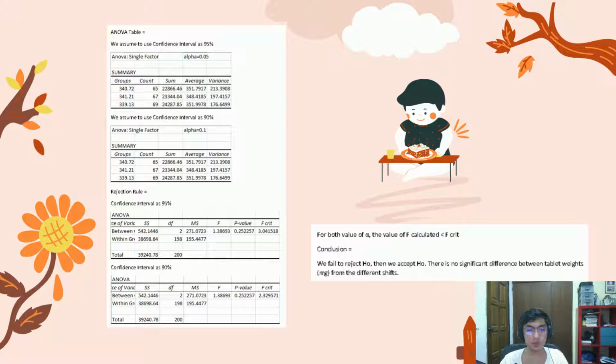For the rejection rule, the confidence interval for both 95% and 90%, which is stated in the tables on the slide, the SS stands for sum of square, DF degree of freedom, MS mean of square, and F calculated. For both alpha, the value of F calculated is lower than F crit. So the conclusion is, we fail to reject H0, then we accept H0. There is no significant difference between tablet weight from the different shifts.